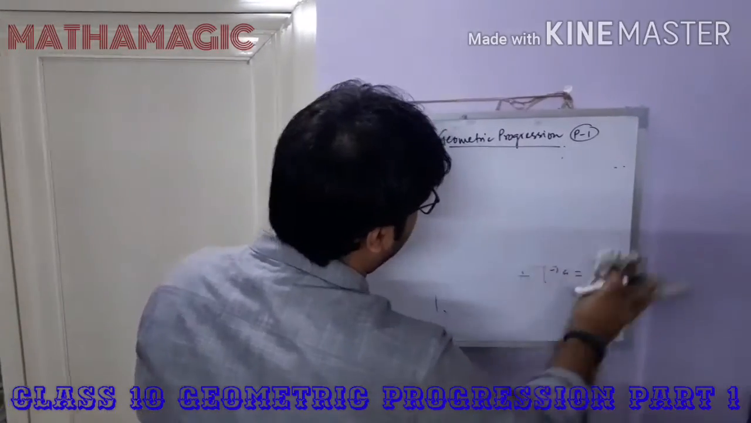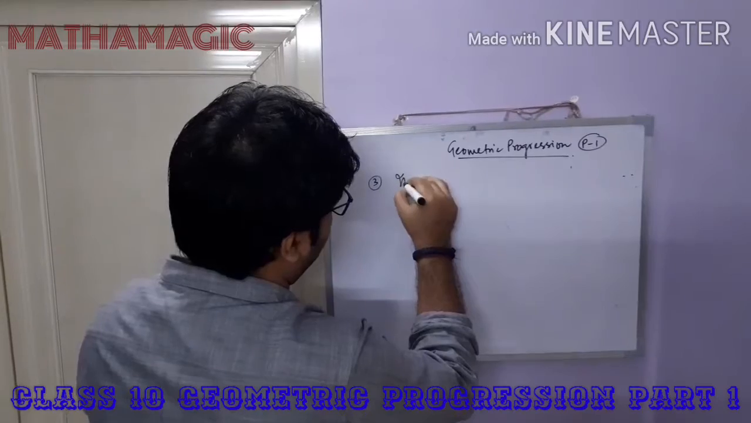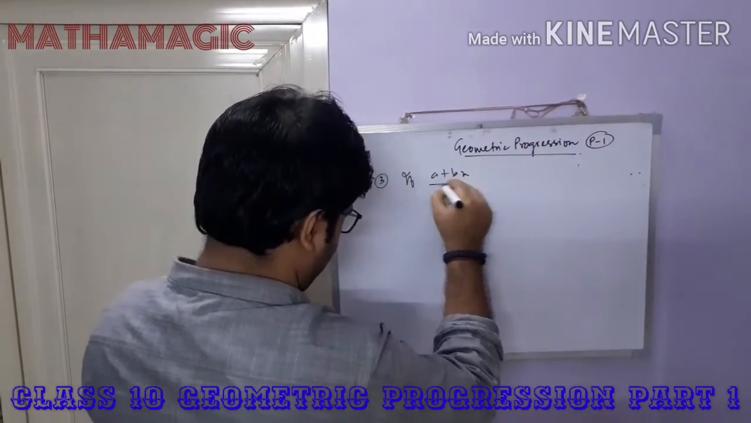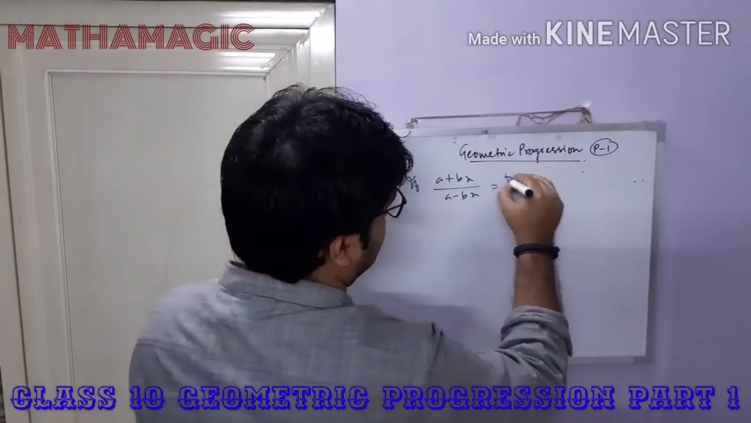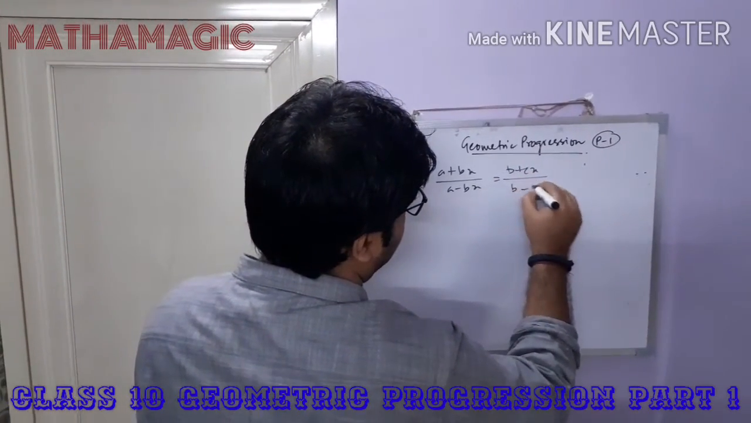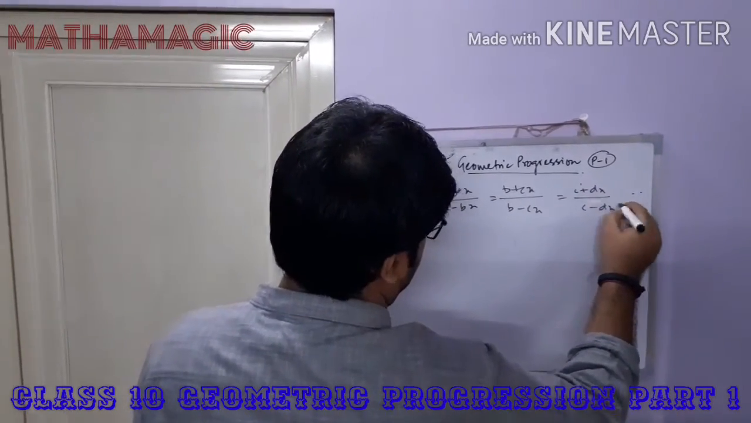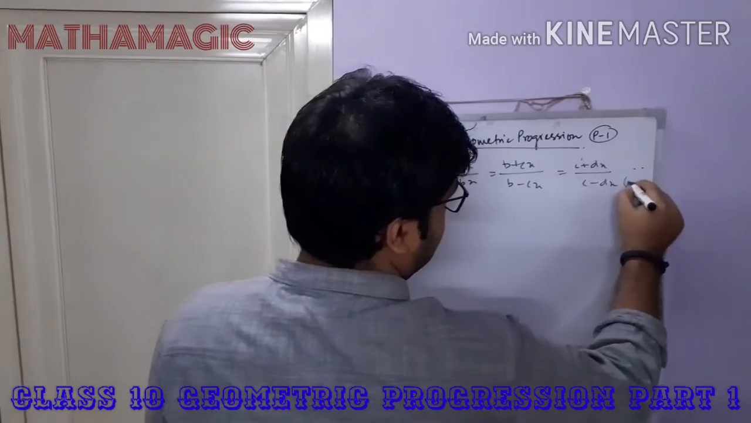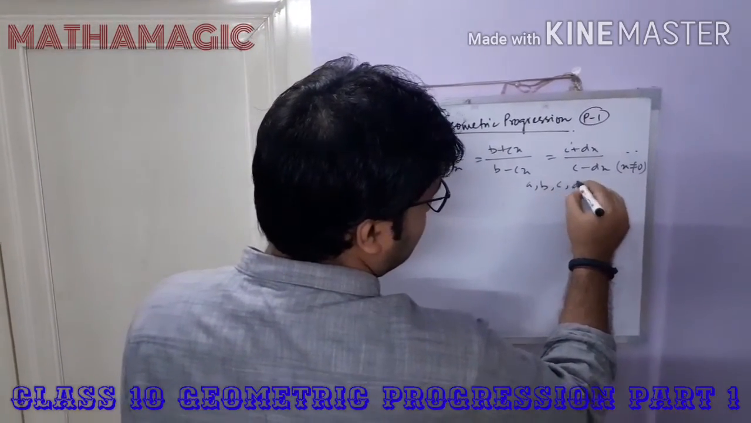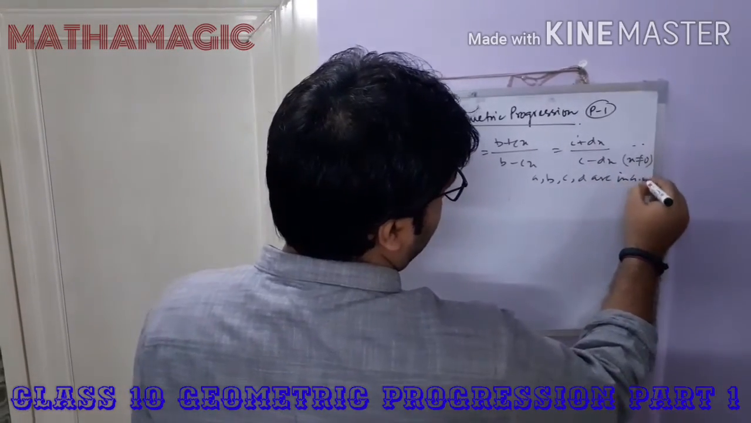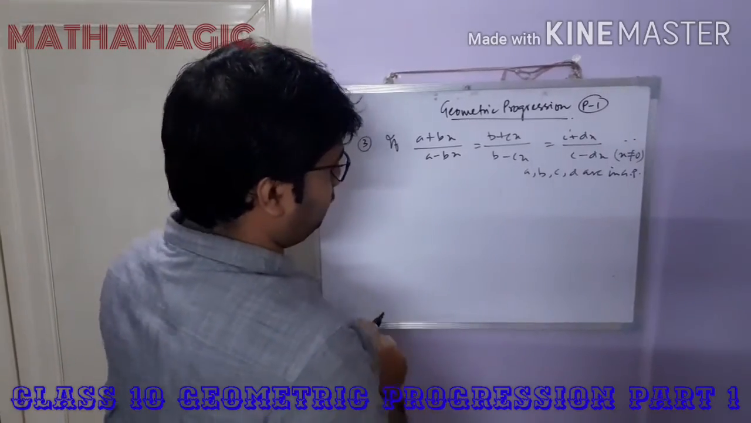So in the third problem, it is stated that if (a plus bx) by (a minus bx) equals (b plus cx) by (b minus cx) equals (c plus dx) by (c minus dx), it is given, where x is not equal to 0, you need to prove that a, b, c, d are in GP. We need to prove that a, b, c, d are in GP. So how do we solve this problem?